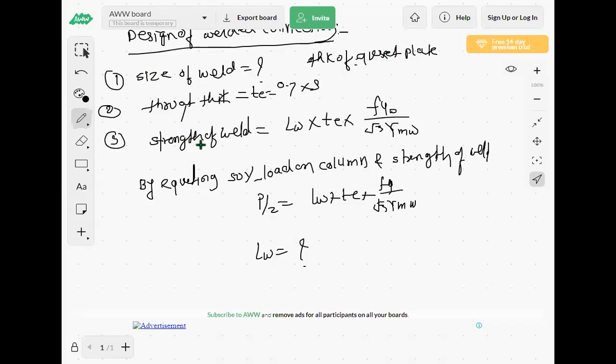And again strength of weld. So strength of weld is equal to this formula. So if we equate strength of weld to the load, then we will get the length of weld. Simple. Are you getting? So in this way you can design the bolted and welded connection.